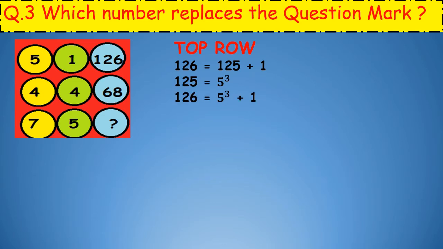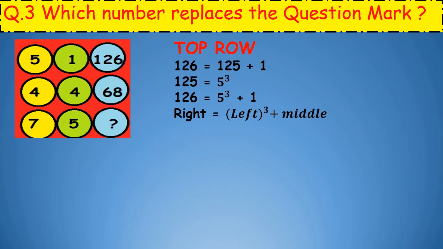So if you see, 5 is nothing but the number at the left and 1 is nothing but the number in the middle. So we can get a relationship that the right column equals the cube of the left column added to the value in the middle. But let's verify it with the middle row.